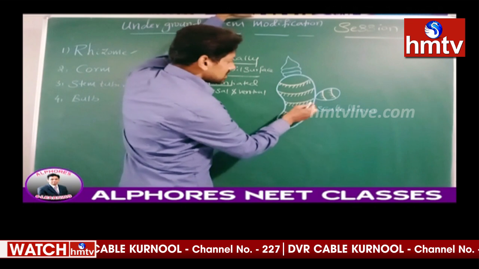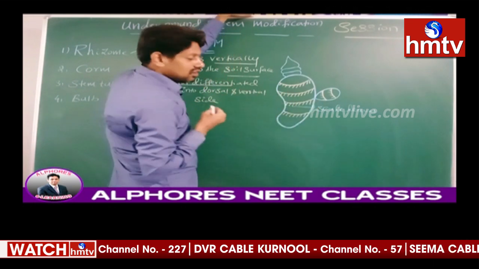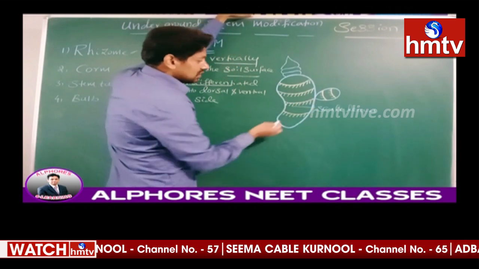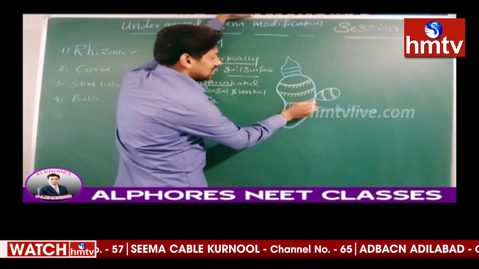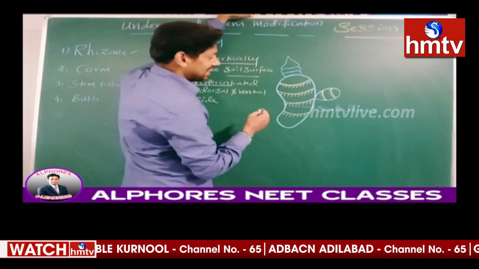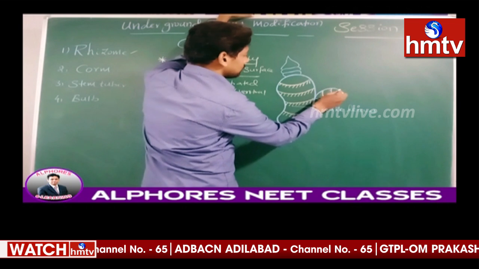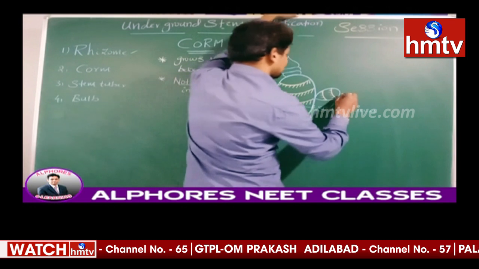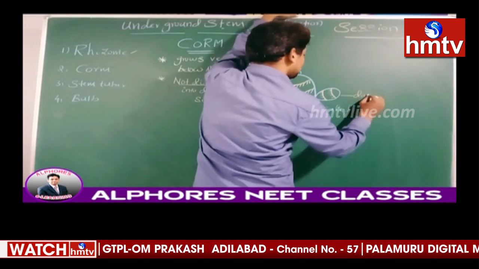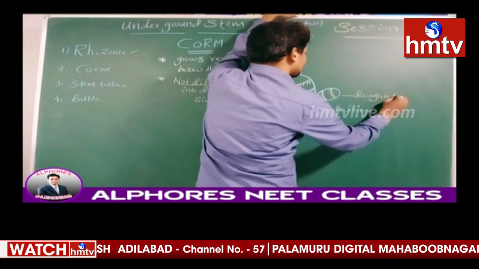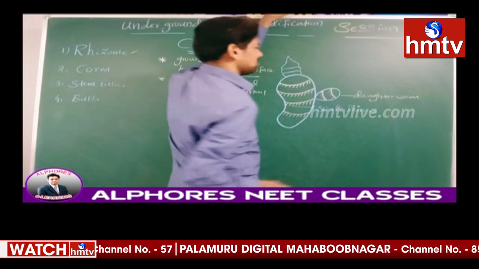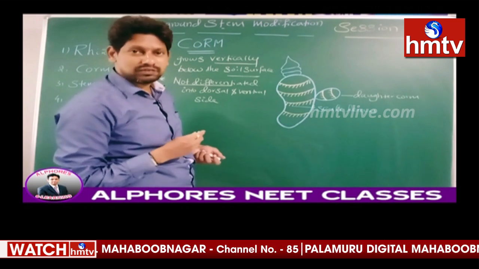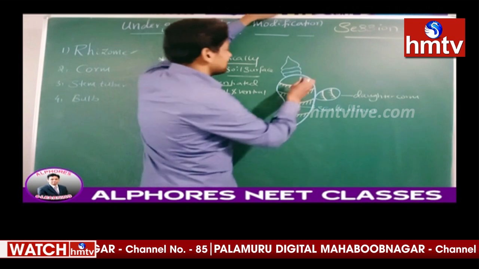Now see, this is the axil of the scale leaf. In the axil of a scale leaf, which bud is present? Axillary bud. That axillary bud develops into daughter corm, and is used for vegetative propagation.